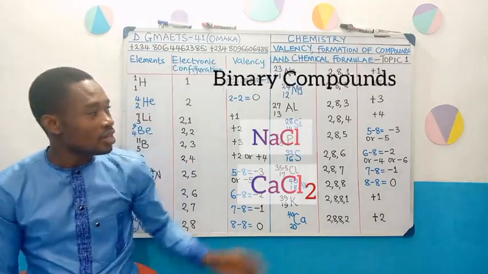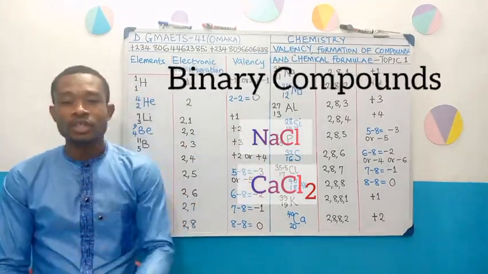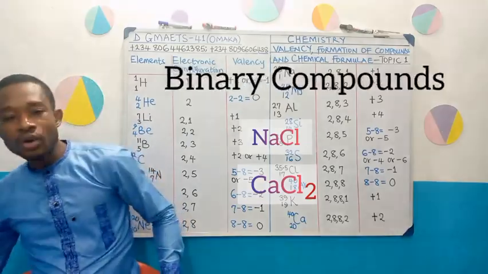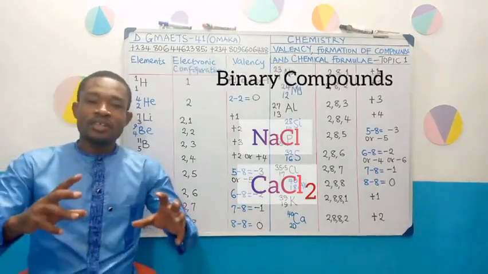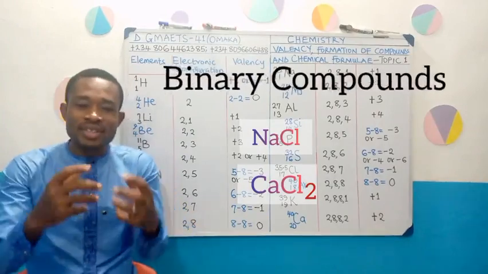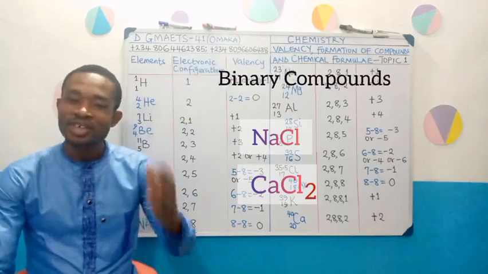So, having known the concept of valency, it's now time we move on to understand how compounds are formed. Is that okay? And then, this will move us into writing the correct formulae for a given compound.